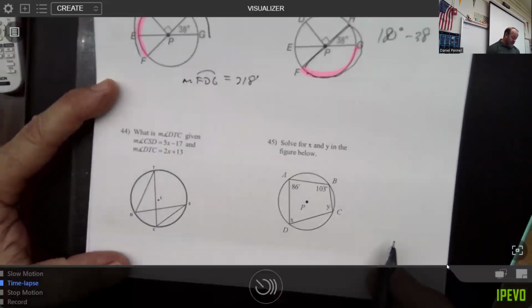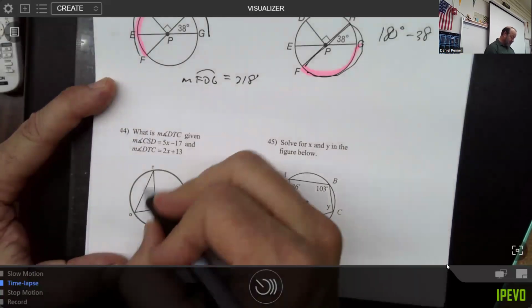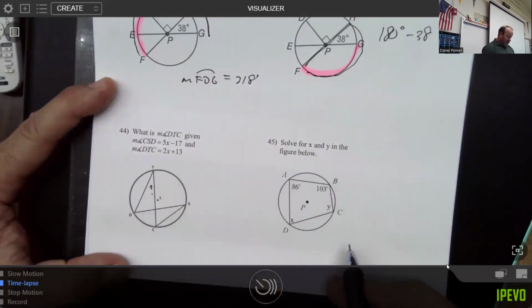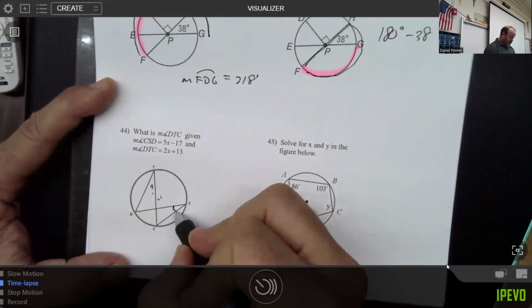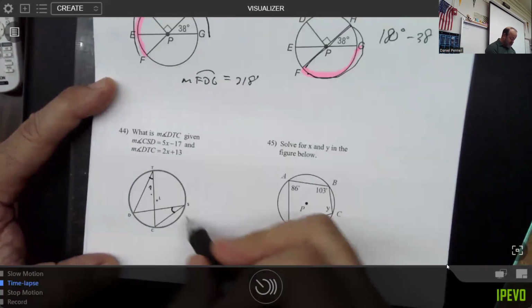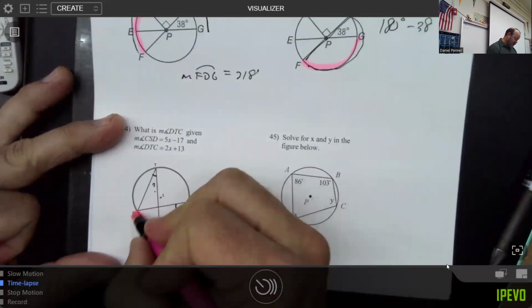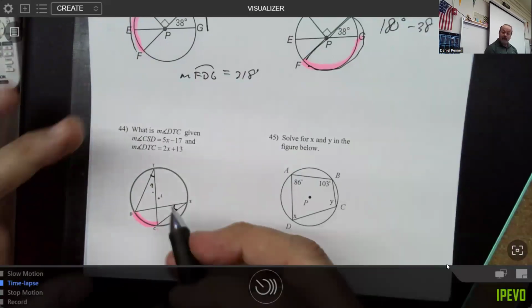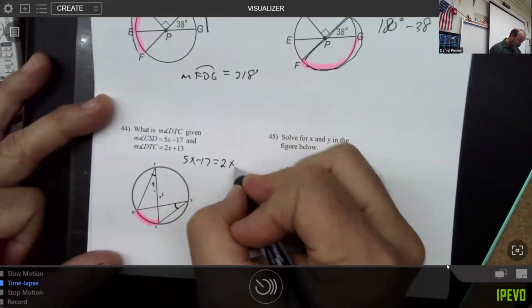So now it's asking me, what is the measure of DTC? So D to T to C. So that'd be this arc right here. This is what I want to know. But it says arc CSD. This guy, CSD, that's this guy right here. And this guy right here. Well, see, because both of those angles intercept arc DC. See, this angle T opens up on DC, as does S. That means those two angles have to be the same as each other. So that's 5x minus 17. The measure of the first and the second are the same.